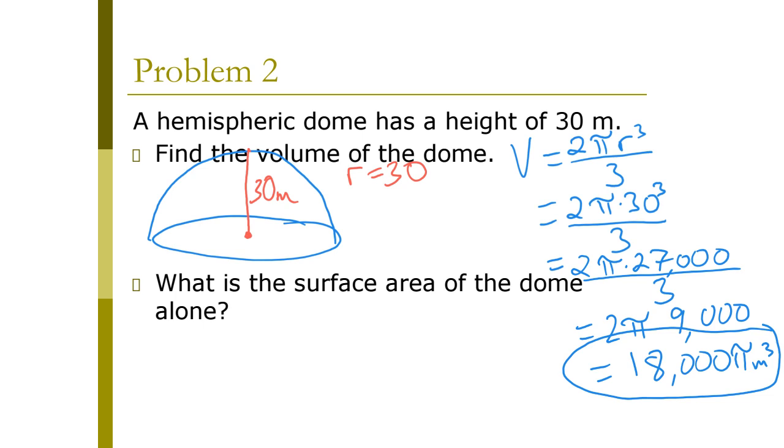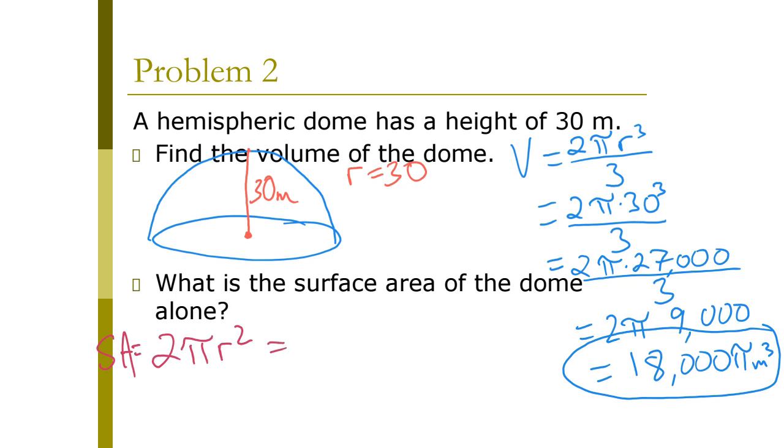Now, what is the surface area of that dome alone? So they're saying the surface area of the dome alone, we're referring to just the hemisphere, but without the base. So that would be 2 pi r squared. Okay, that would be our surface area formula. When we include the base, it's 3 pi r squared because we're adding in an extra circle, pi r squared.